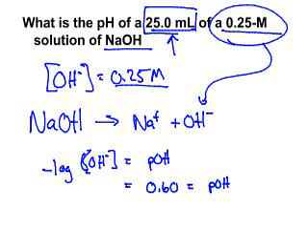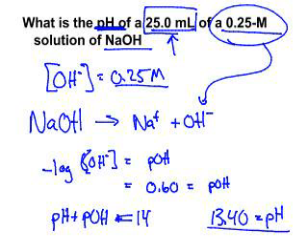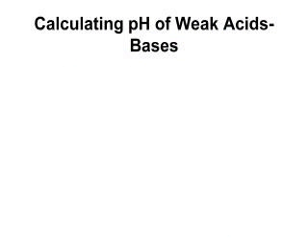Now, how can I find the pH? The question says, what's the pH? 14 minus that, because pH and pOH always add up to 14. Actually, at 25 degrees Celsius. So you just have to take 14 minus 0.6. We could probably do that in our head. 13.40 equals the pH. And that is a basic solution, a greater pH than 7. So that makes sense. Okay, now we're going to do weak acids.